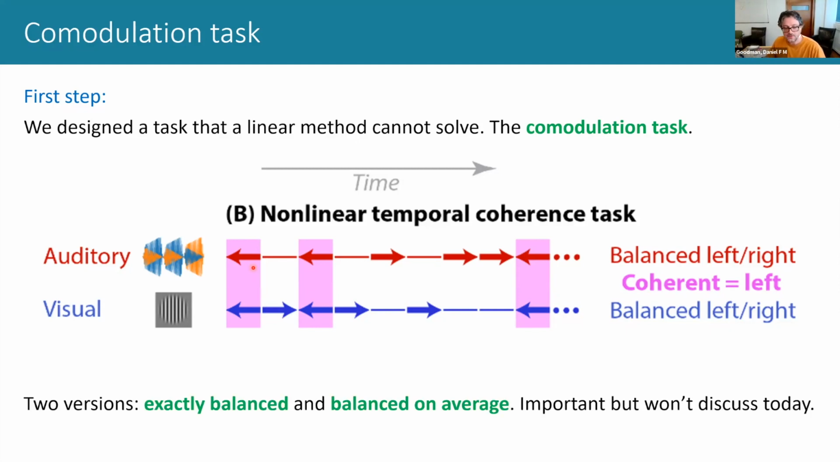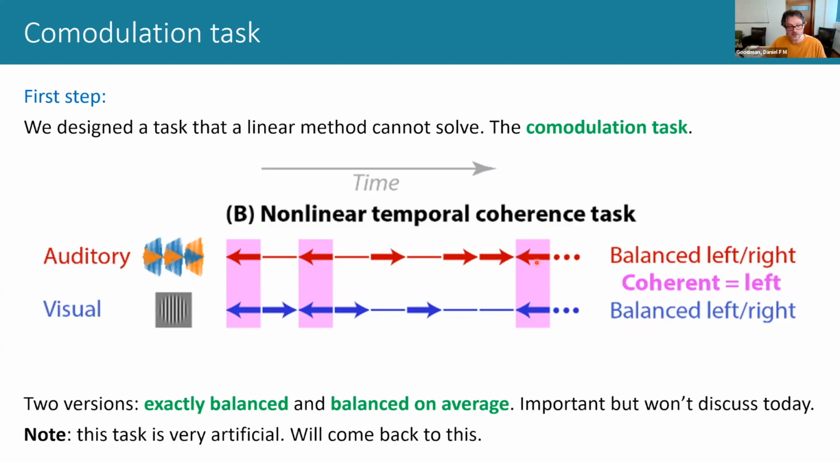And there's 2 versions of this. You can have a sort of exactly balanced version, as I've just described, or you can have a sort of probabilistically balanced version. And there's an important difference, but I'm not going to be talking about it more today. So I said that I would be looking at a more realistic task. Actually, I think this task is perhaps even more artificial than the classical task. But I will come back to that and make a more realistic version of this task. But hold that thought.